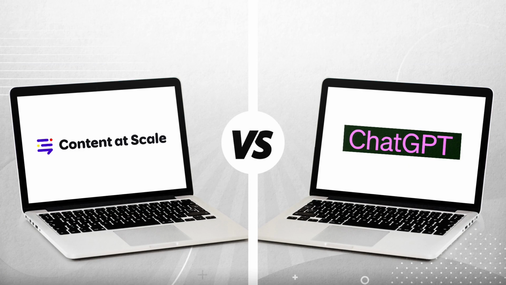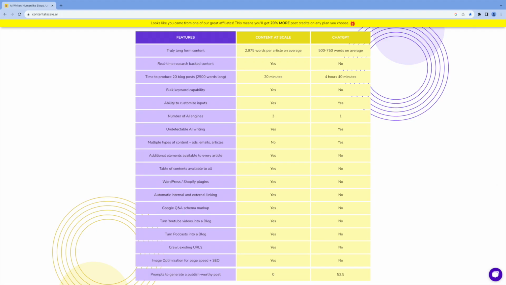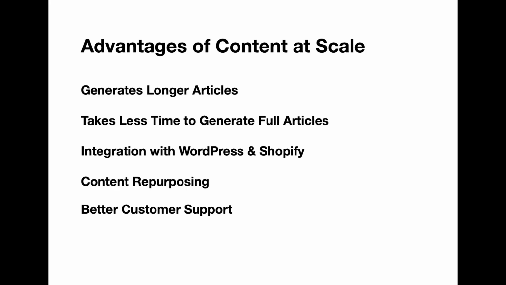So how does Content at Scale stack up against ChatGPT? If you go to the Content at Scale website, they have a great chart listing all of the differences between the two. I'll leave a link in the video description that you can check out. Here I just want to highlight the major differences that I see. First, the advantages with Content at Scale. It generates longer form articles much better. It takes less time to generate full articles. It integrates very well with WordPress and Shopify. You can use it as a great content repurposing tool. And the customer support is superior.